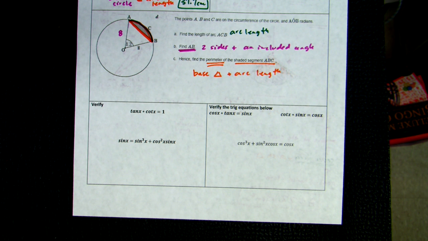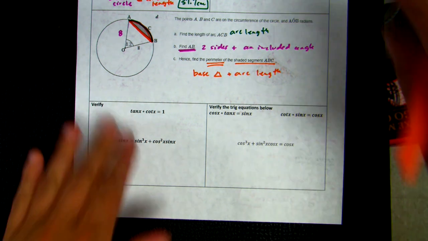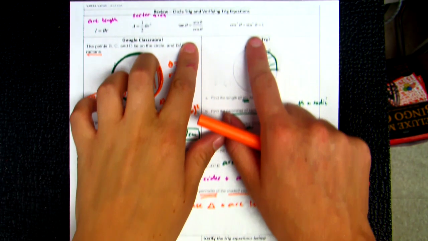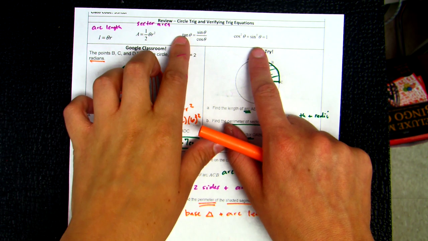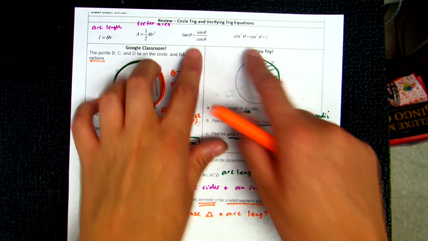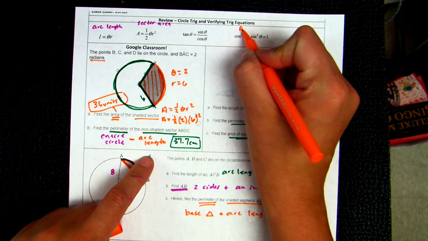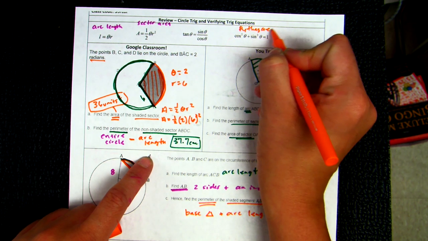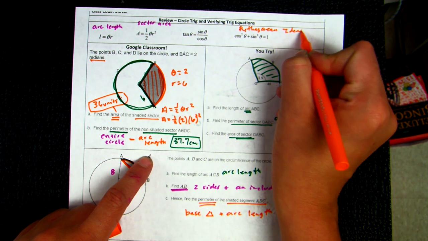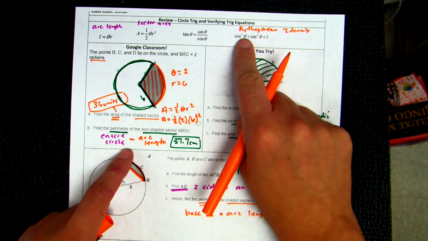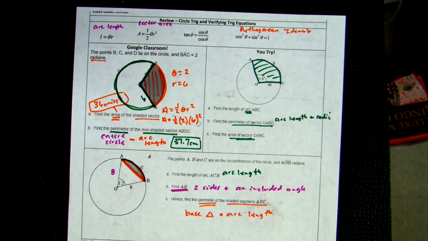And then finally, verifying trig equations, everybody's favorite. You've got two trig identities up here. Tangent is equal to sine over cosine. And then our Pythagorean identity, which says cosine squared theta plus sine squared of theta is equal to 1.